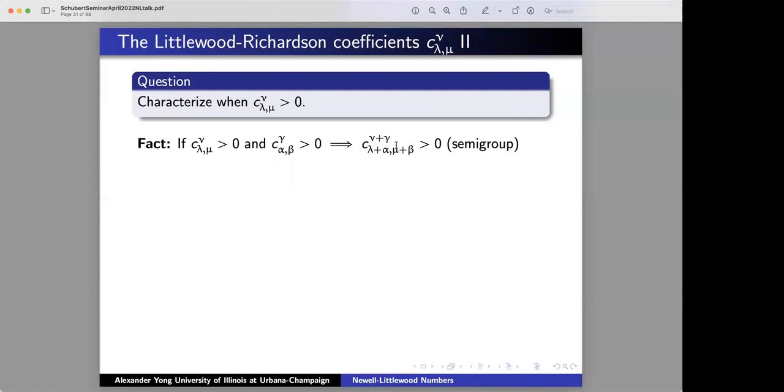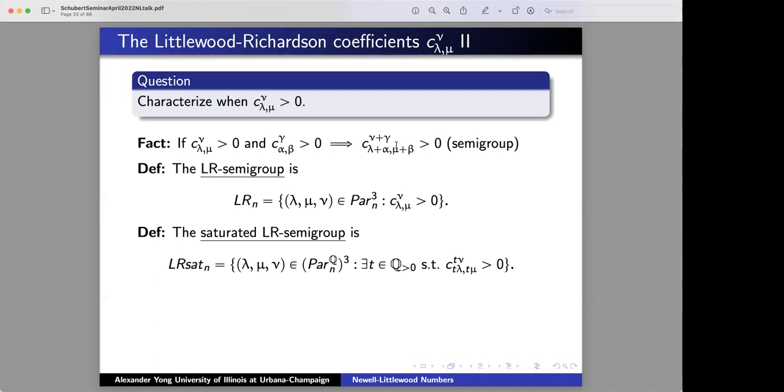And this you can deduce from the previous slide. It's just from knowing that rule and thinking hard. Okay, so with that said, let us define the LR semigroup to simply be the LR triples. And it's a semigroup from the previous statement. Now the next one's a little bit tricky. I need to define something, we'll call it provisionally a defective LR semigroup. It's the saturated LR semigroup. It sounds almost exactly the same, except you have this extra existence.